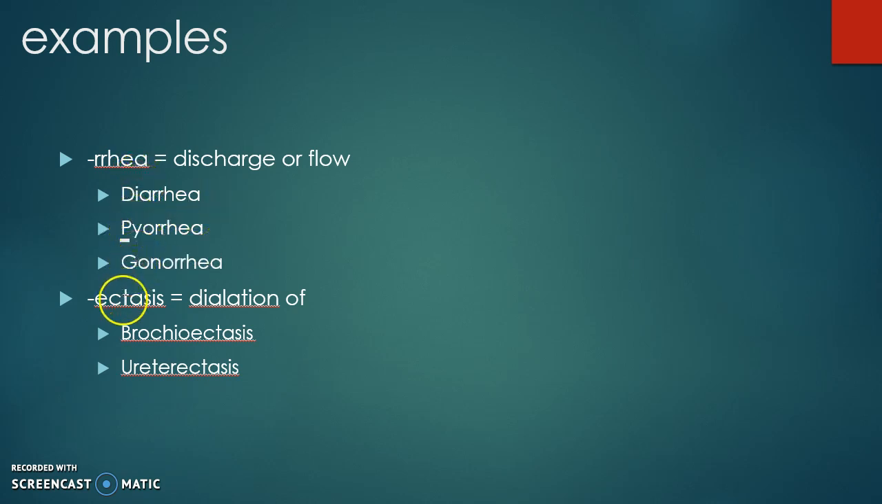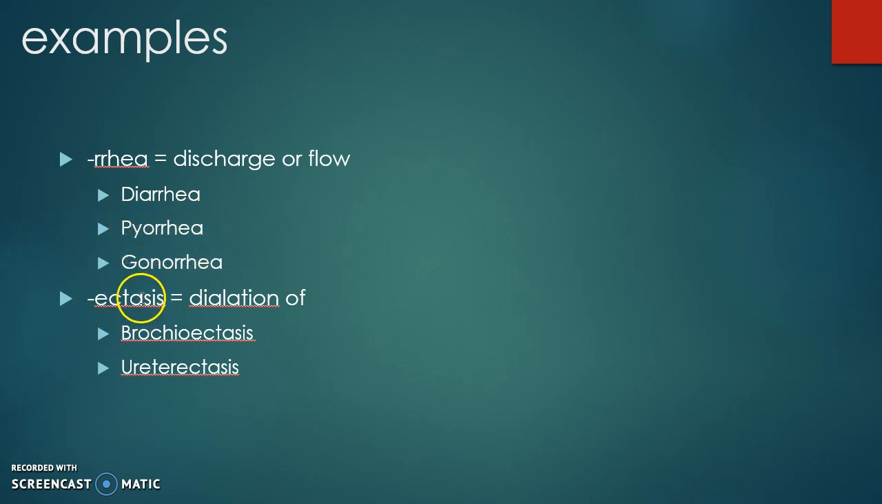So this is what the whole midterm is going to be like. They're going to give you words like this. They're going to give you a question that says something like, what term below means the flow of infection or the flow of pus, right? Is it diarrhea? Is it pyorrhea? Is it gonorrhea? Well, it's pyorrhea. Pyo means pus or purulent drainage. Rhea means the flow of, so the term is going to be pyorrhea. That's what the midterm is going to be like.